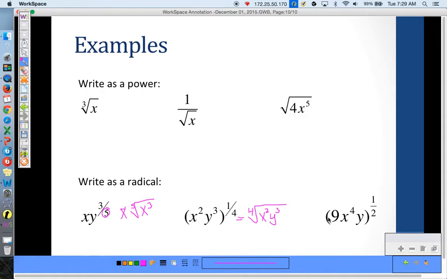Then this last one, let's see, well, I recognize 9 to the 1/2. So what if we distributed that first? And I just am going to distribute it because I recognize what 9 to the 1/2 is. Well, that's 3. This would be x squared. And then our radical would be the square root of y.